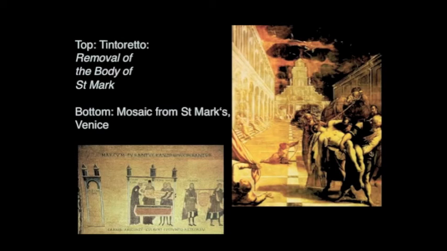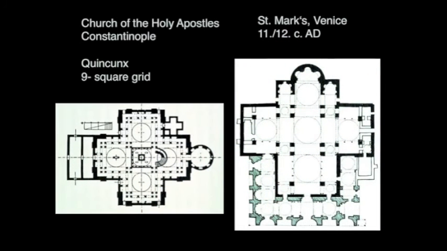And when they were going through the controls, the Muslims who were the soldiers guarding the boundaries said, "What have you got in there?" And they said, "Pork. Want to take a look?" And the Muslims said, "No, no, no. Pork is disgusting." And so they got the pork-smeared body of St. Mark out for Venice, and that was a great day for Venice.